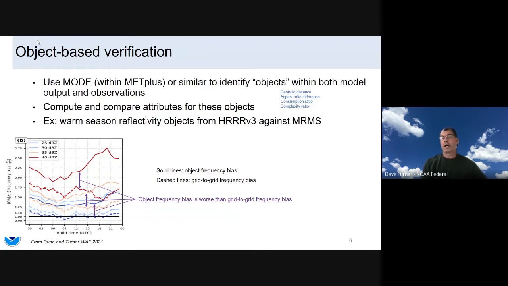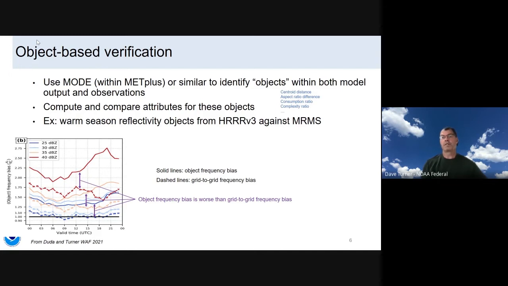If I look at the objects and I compute an object frequency bias, you can see that the object frequency bias is typically much larger than the grid-to-grid frequency bias. And of course, you can change this a little bit by changing the sizes of the neighborhoods you use in the grid-to-grid analysis, but still knowing that you're having a lot more objects that have a certain reflectivity than you're seeing in the observations is a useful thing for modelers to understand.